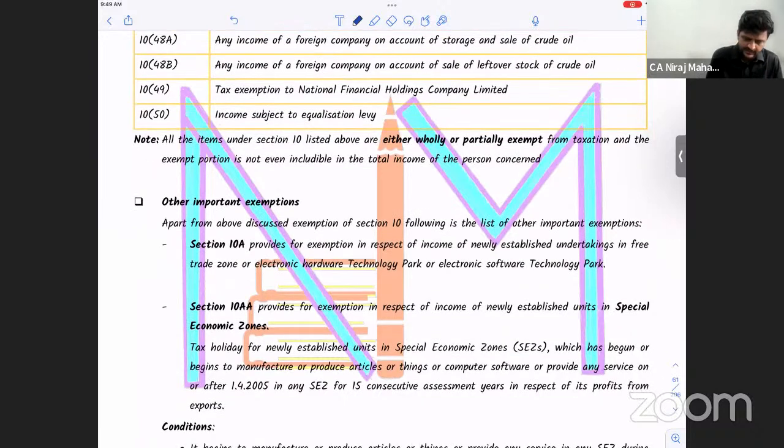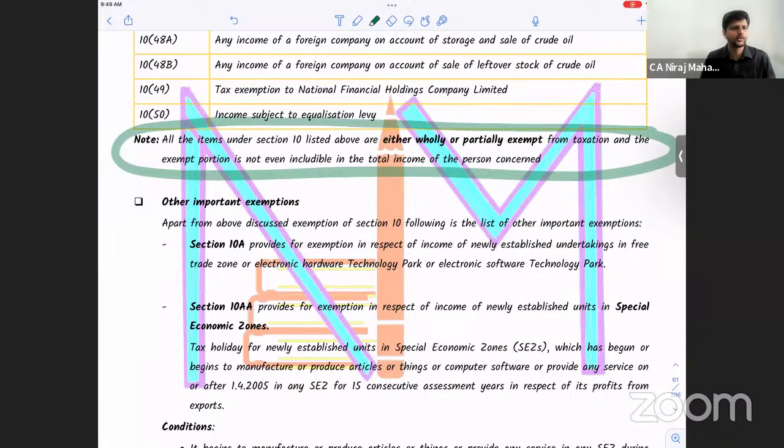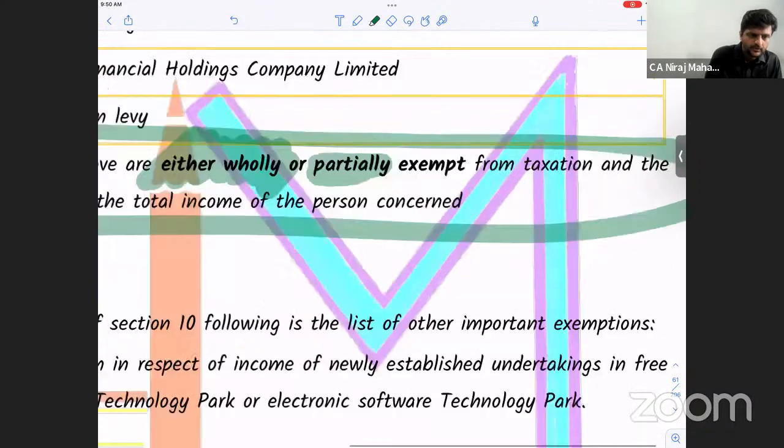But understand. Look at this note now. All the items under section 10 listed above are either wholly or partially exempt. Partially, you understand? Partially means part of it. It is either fully exempt or part of it is exempt. So, bacho, use common sense. Okay, pay attention now.